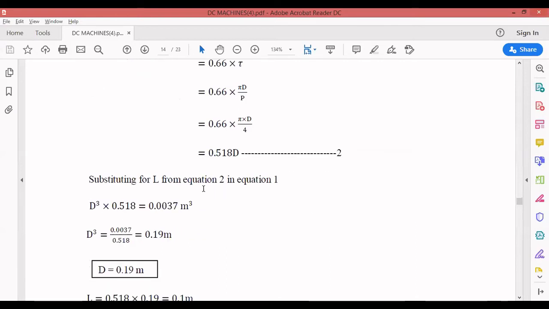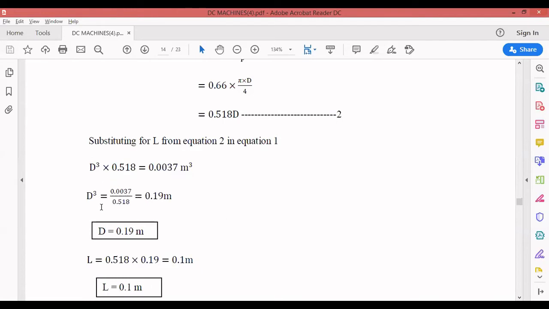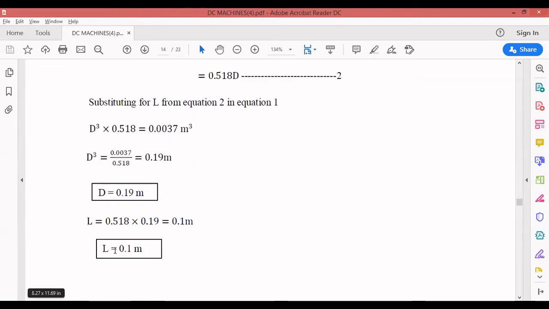So substituting for L from equation 2 in equation 1, from 1 and 2 you can calculate D. After calculating D, you can calculate L. If you take D square L, this will be still a lower value. It should be a lower value.